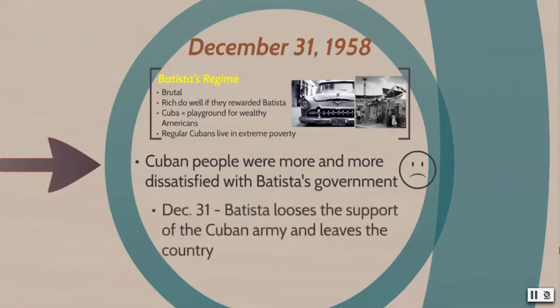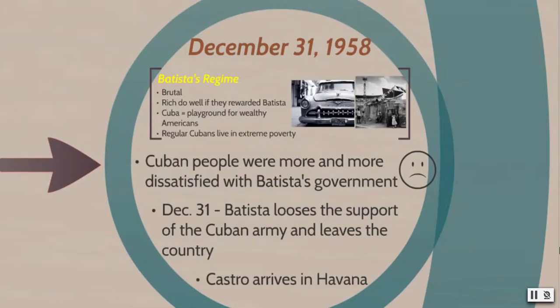On December 31st, Batista lost the support of the Cuban army, and he gathered all of his friends together and left the country, going to Spain and Portugal, where he lived like a king because he had amassed a huge personal fortune. He actually died in exile in 1973. Everybody was happy that Batista had left, and Castro arrived in Havana a few days later.